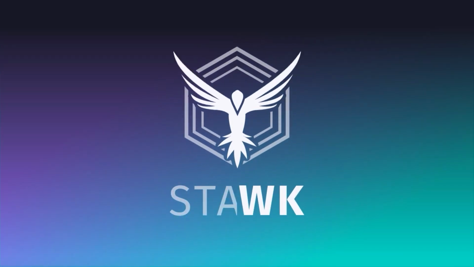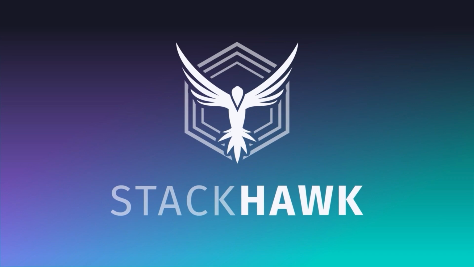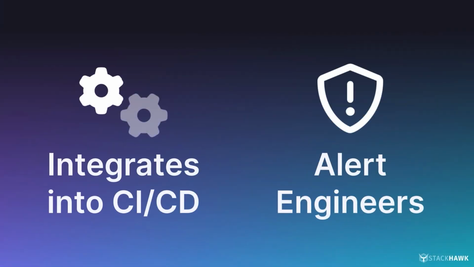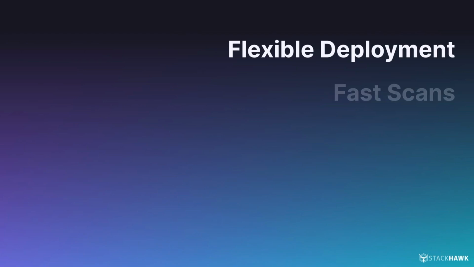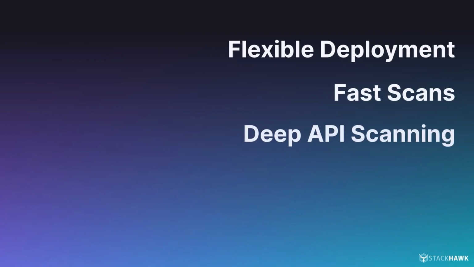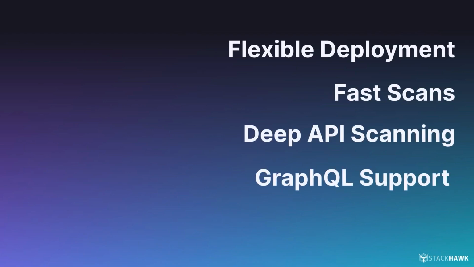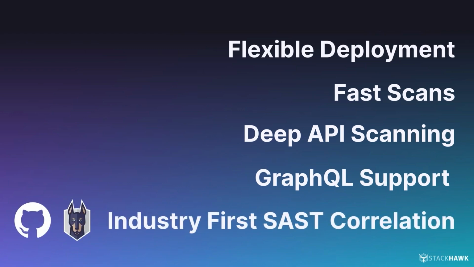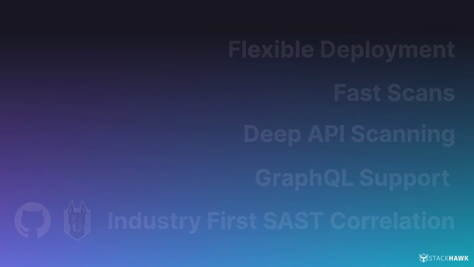So that's how StackHawk works. To recap, StackHawk DAST integrates into CI/CD to alert engineers when they introduce new security vulnerabilities. Our architecture enables this, leapfrogging the competition with flexible deployment options, blazing fast scans, deep API scanning, and unsurpassed GraphQL support. And our SAST correlation is an industry first, giving developers code-level insights to help them resolve security bugs quickly.